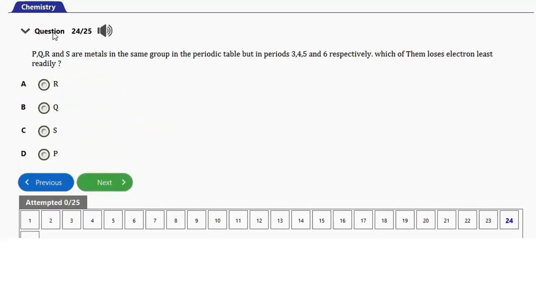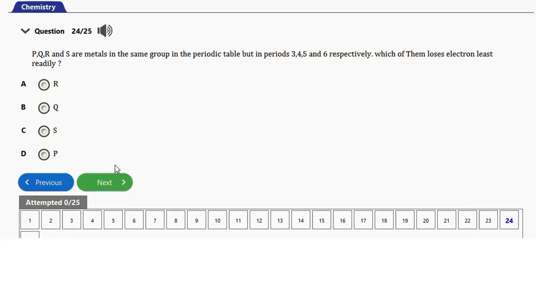It says P, Q, R and S are metals in the same group in the periodic table, but in periods 3, 4, 5, and 6 respectively. Which of them loses electrons least readily? So it will be the one in period 6. So which value? X value, option C.